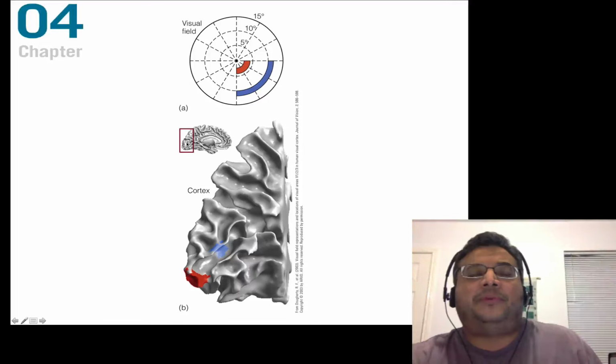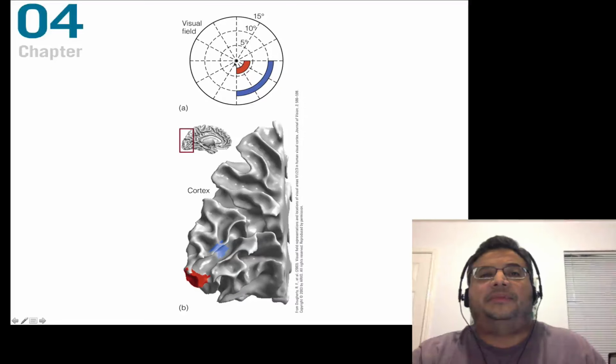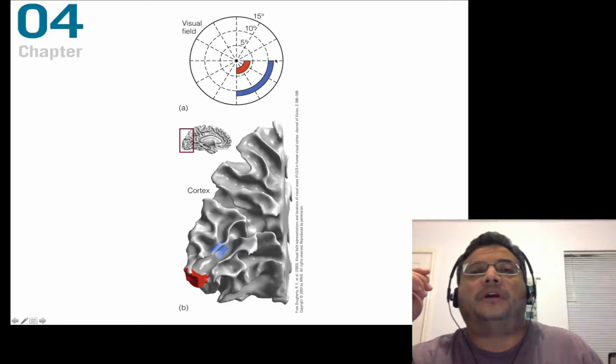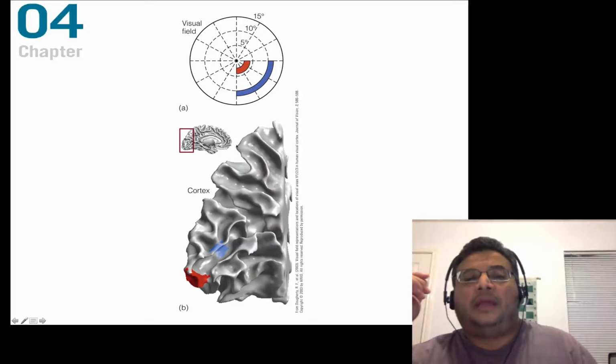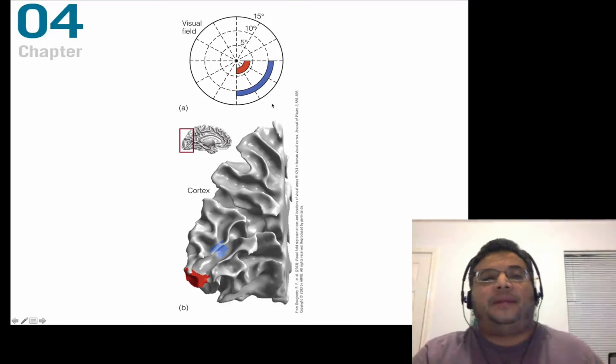And what we did was we put somebody in an MRI machine like here, and then we had them look at this stimulus here. We had them look at this little red stimulus and this blue stimulus, which are arcs on a circle. And using MRI, we were able to detect the parts of the brain that were activated while they were looking at each one of these stimuli independently of each other.